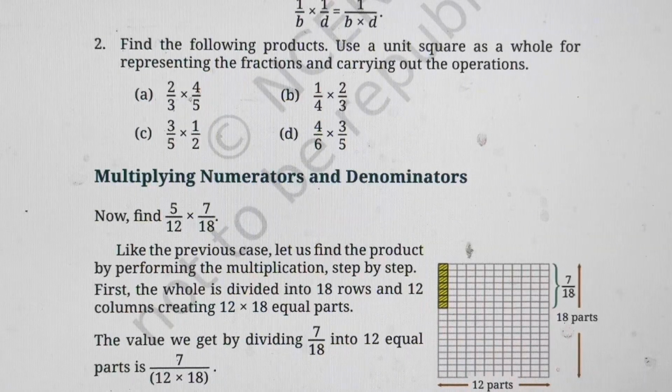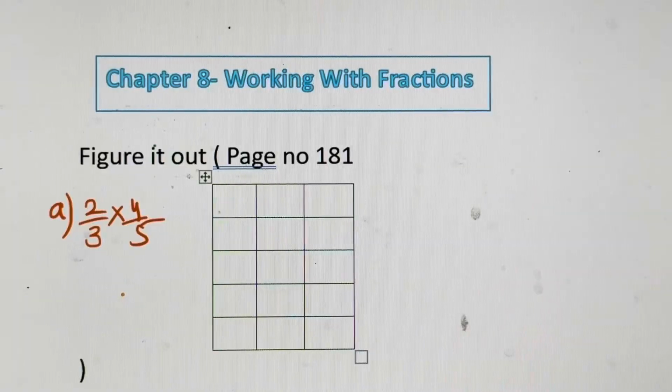Question number 2. Find the following products. Use a unit square as a whole for representing the fractions and carrying out the operations. Right? So question number 1 is 2 upon 3 into 4 upon 5. So let us solve all of them one by one. Question number 2, first one.